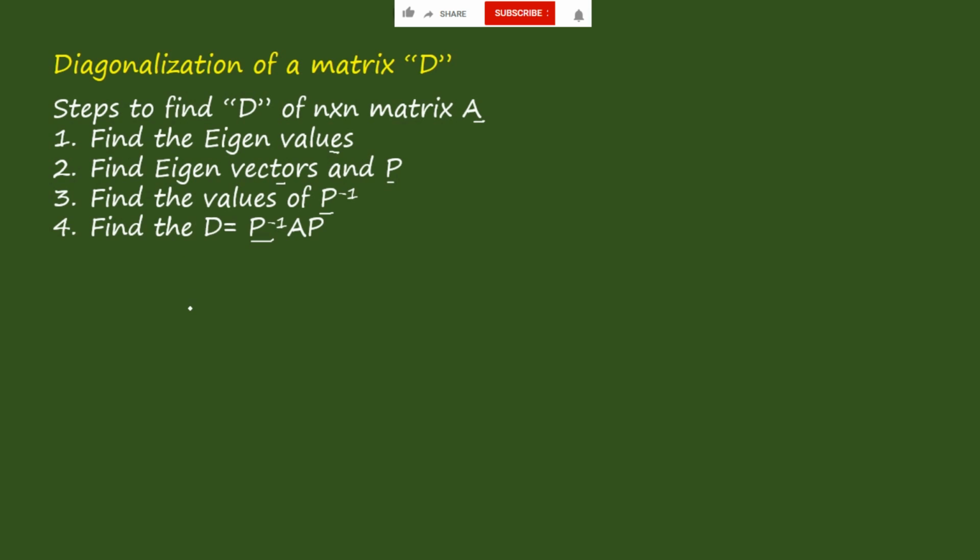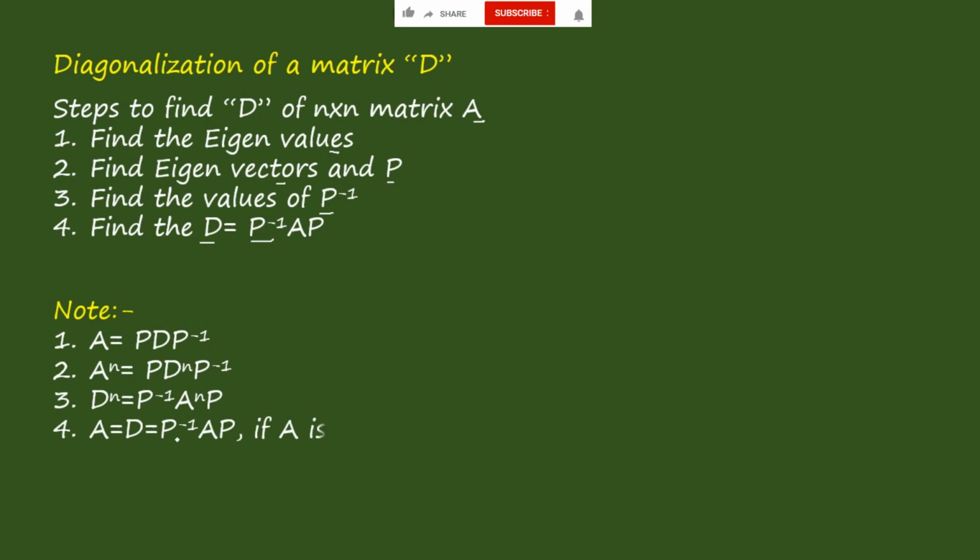Now the basic note points you have to remember: A is equal to P D P inverse. As you know D is P inverse A P, then A is equal to P D P inverse. A power n is equal to P D power n P inverse. And D power n is also equal to P inverse A power n P. And if A is a diagonal matrix, then A is equal to D is equal to P inverse A P. This is a basic note point you have to remember. We'll be solving one of the problems on it.